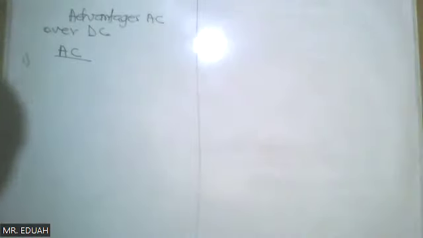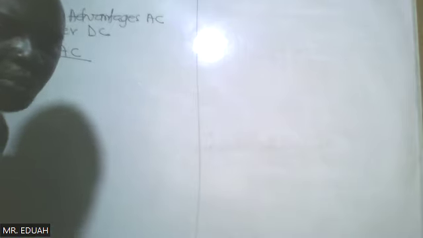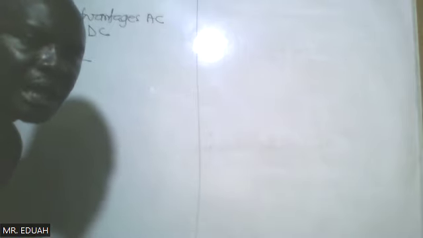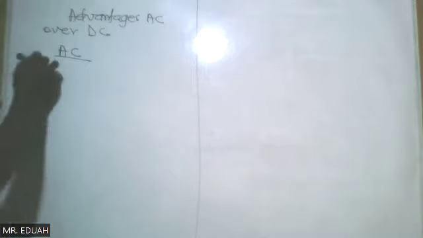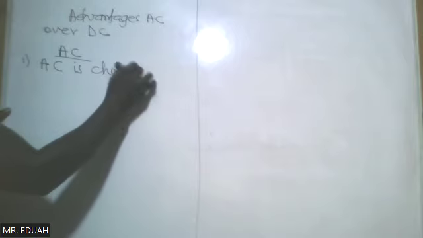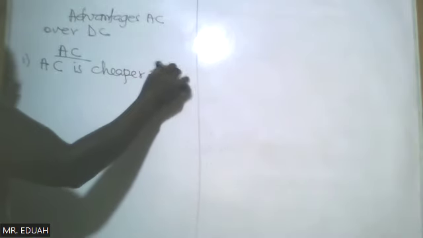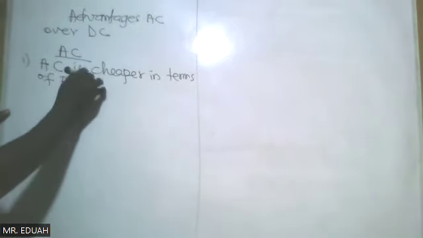Okay, so one of the advantages we made mention of was that producing AC is cheaper than producing DC. So AC is cheaper in terms of production than DC.